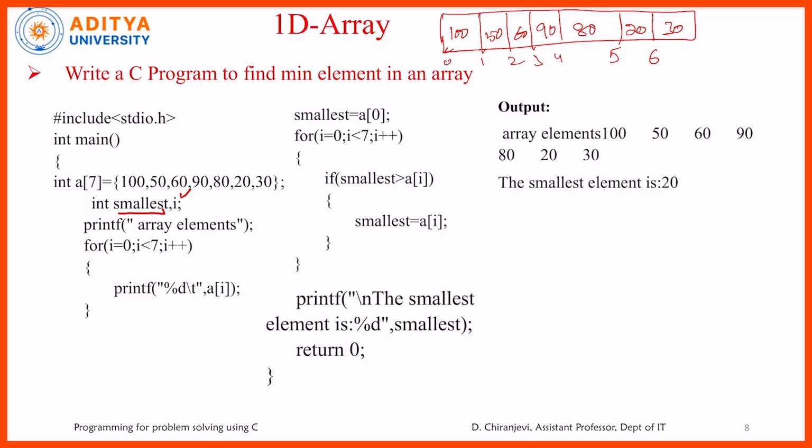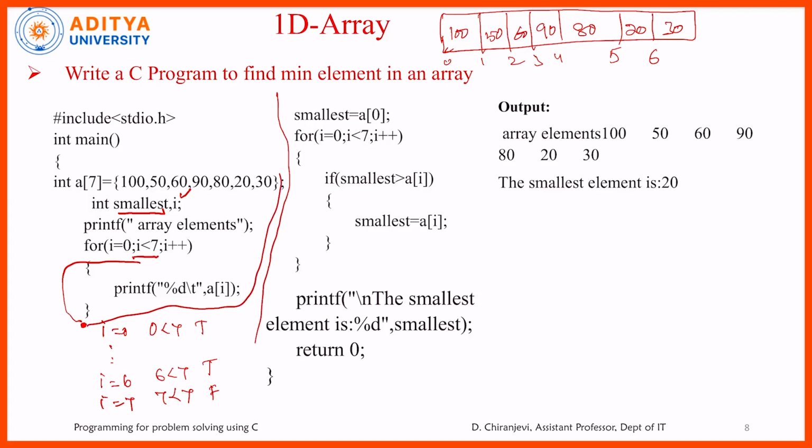So you know, I already discussed this: index i equal to 0, 0 less than 7, this is true. It will be true up to i equal to 6. When the i value is 7, 7 less than 7 is false. When it became false, control will come outside the loop. Now outside the loop, you have written the next statement.